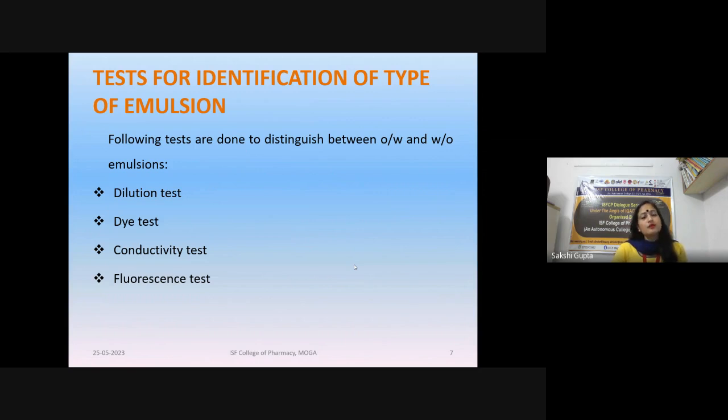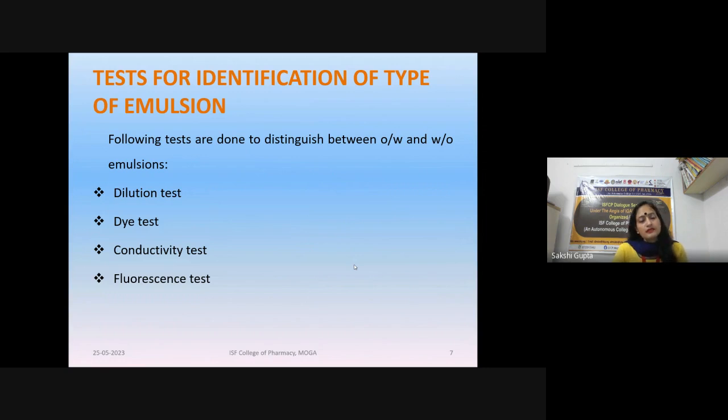If the globules are red in color and the background is colorless, then the preparation is oil in water type, and vice versa, right? Next is the conductivity test. Conductivity test means we are checking the conductivity. For performing the conductivity test, we have to take a pair of electrodes in which a small bulb is attached.